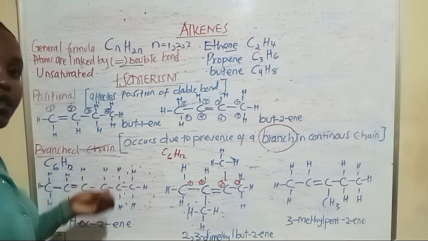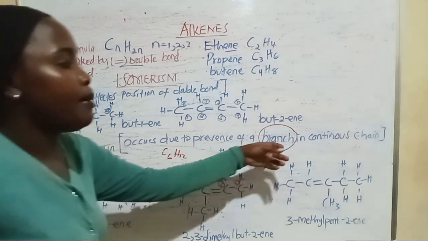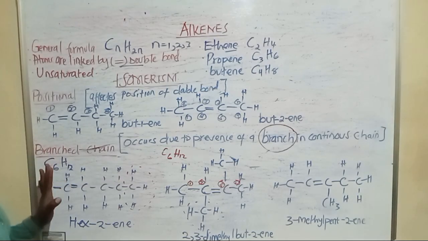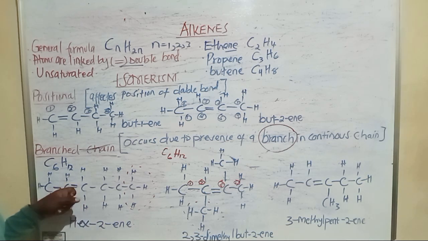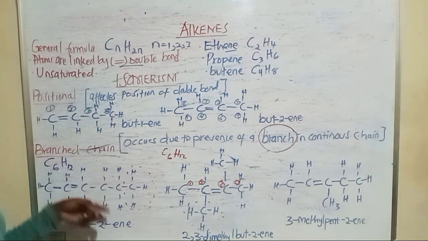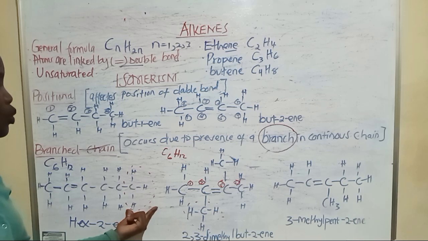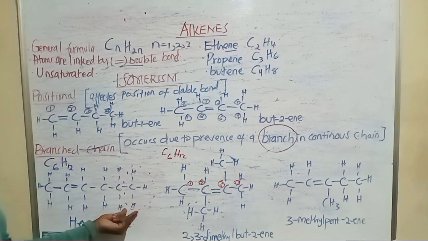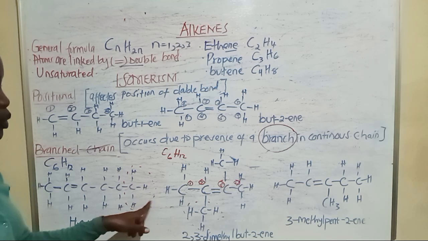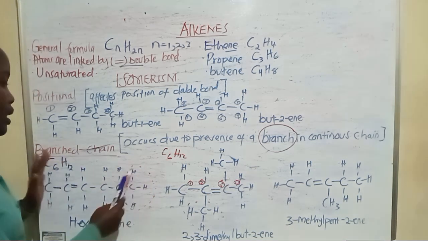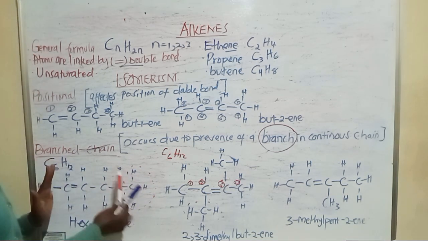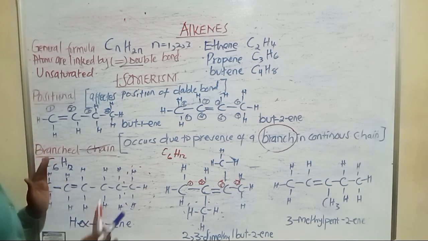Now, when it comes to branch chain isomerism, we are going to look at a branch forming from a continuous chain. Okay, so in this case, we have hexene or hex-2-ene. It's hex-2-ene because the position of the double bond is in the second carbon atom. So when you're looking at the isomer of hex-2-ene, we're going to look at where we're going to put our substituent or our functional group, which is our methyl group in this case. So we're going to take our methyl group, which is this group, and then we're going to put it in any carbon atom to create a branch. It is branch chain isomerism.